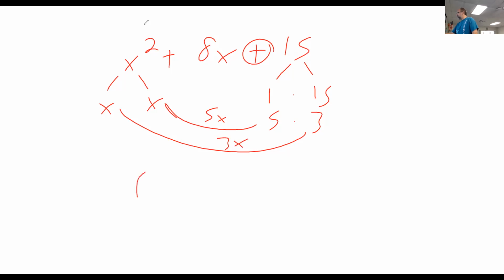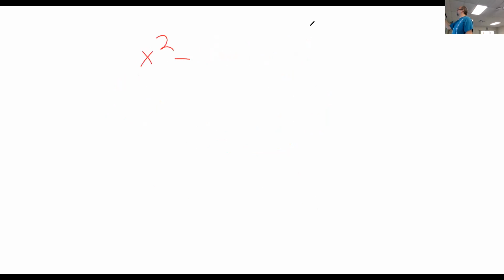So we know it's x and x, and we know we're going to have a 5 and a 3. And we look at the first sign, it's positive. So we know that both terms are positive. All right, good job. Next one. We have x squared minus x minus 20. All right, separate the first term.